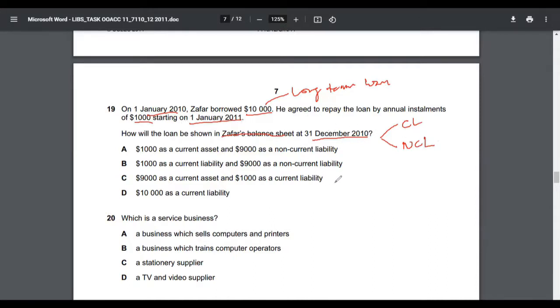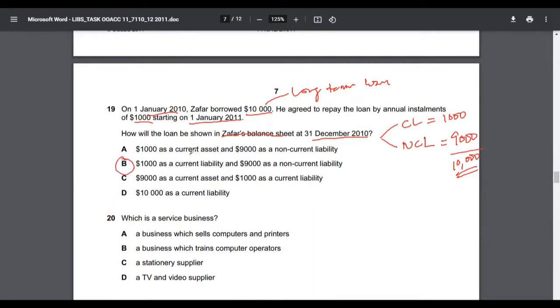So how do you differentiate between current liability and non-current liability? For current liability, the amount has to be due within 12 months, and for non-current liability, the amount has to be paid after 12 months. Therefore, the current liability portion would be $1,000 and the non-current liability portion would be $9,000, because the total value of the loan is $10,000. Therefore, the correct answer to multiple choice 19 is option B.